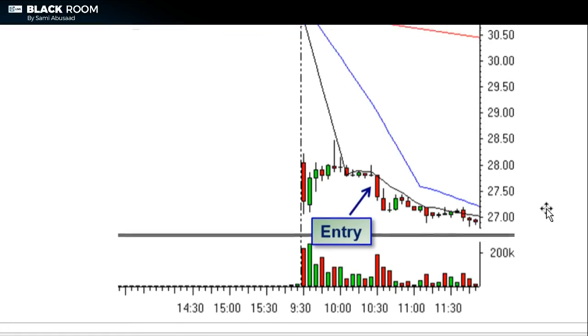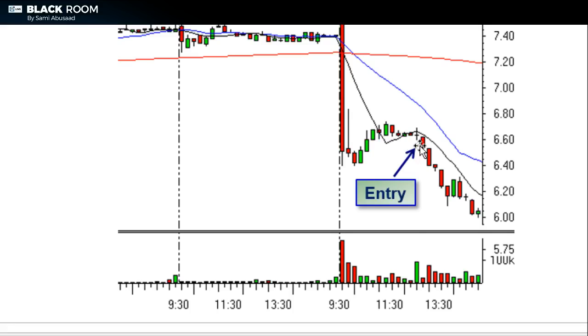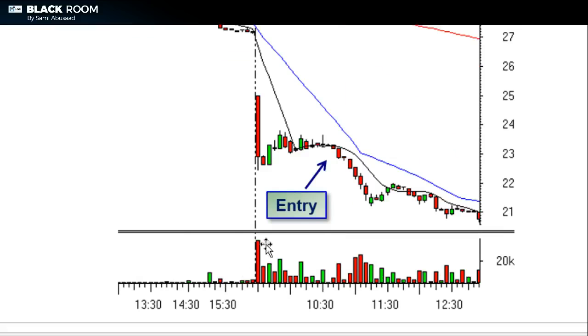This is small, so I have to zoom in a little bit. See this? Beautiful. That's beautiful. Just under it, short. See this? That's beautiful. Look at the volume. That's exactly what you want to see. And here's one more example. That's something that I use in my trading on a daily basis.